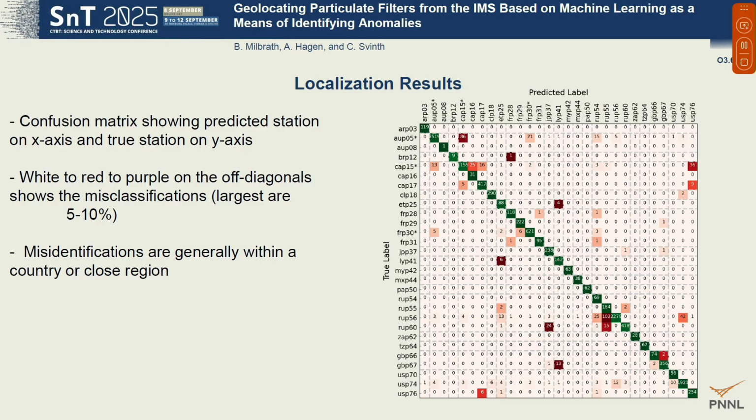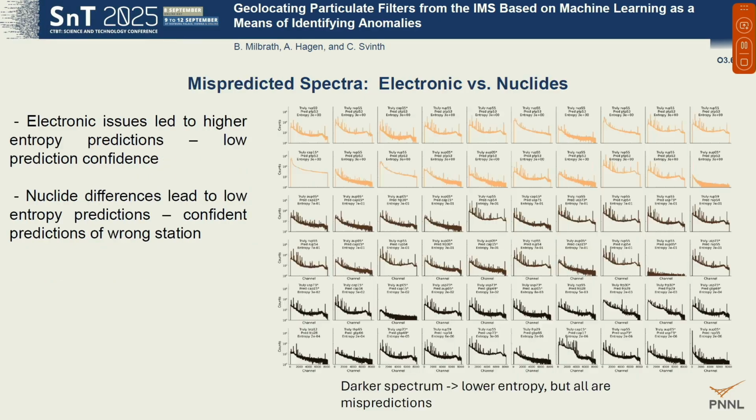But what's interesting is that a lot of the misidentifications are like one Canada station for another Canada station, or one Russian station for another Russian station, or one Canada station for a US station. It's a little harder to see, but also polar stations at the two ends of the Earth. So there's clearly some local climate factors that come into play. Every spectrum on this slide is a misidentification.